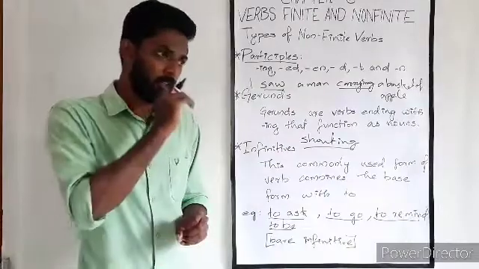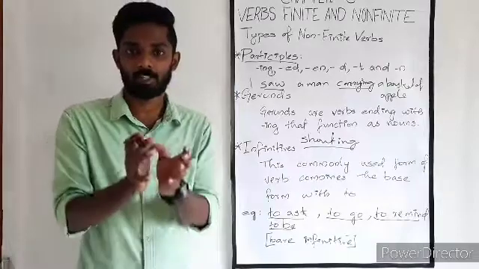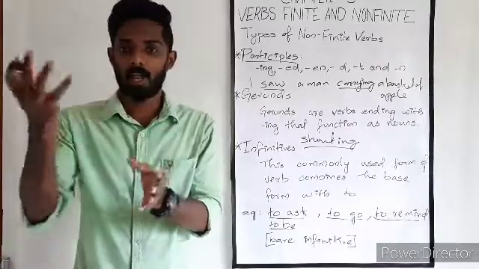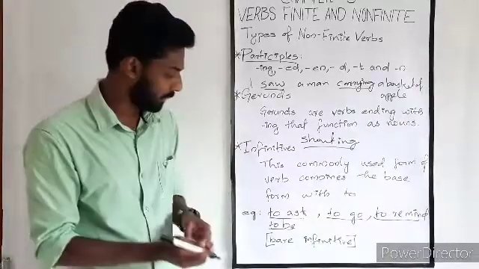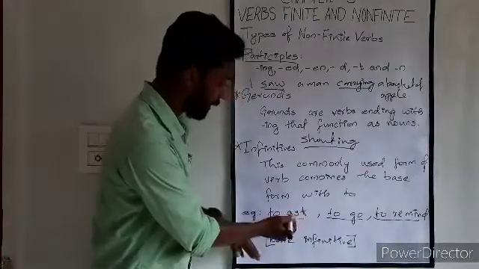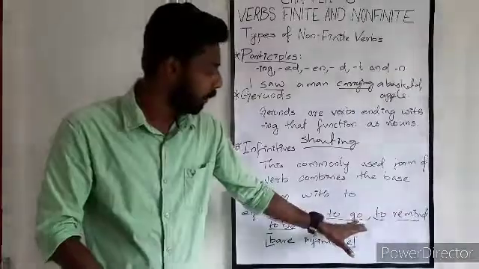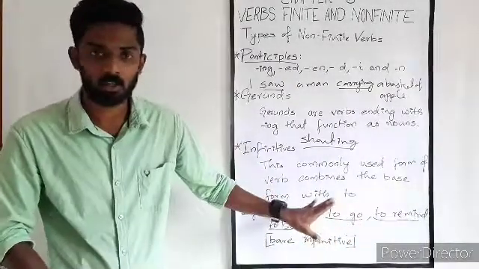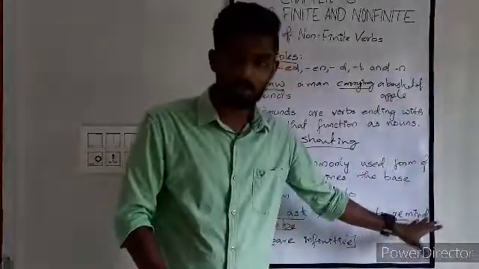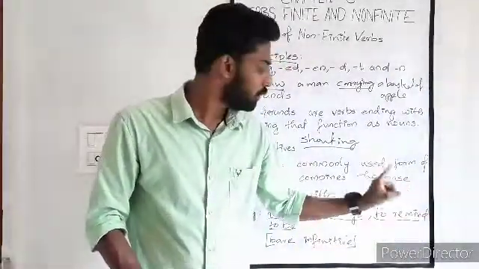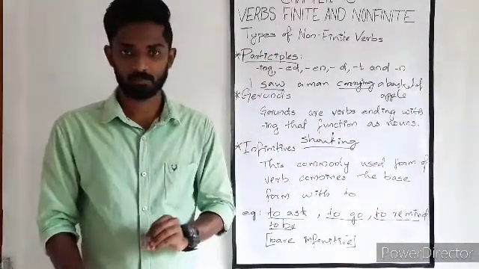So how do we create an infinitive? It is very easy: just add to in front of the base form of a verb. For example, here the verb is ask and we have added to in front of it, or the word go with to, or the word remind with to in front of the verb, in order to make an infinitive.